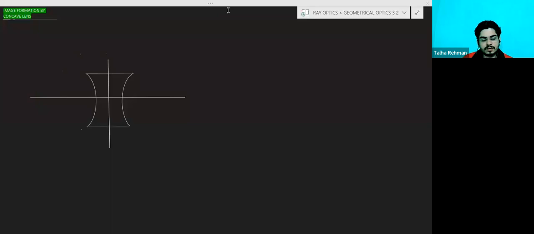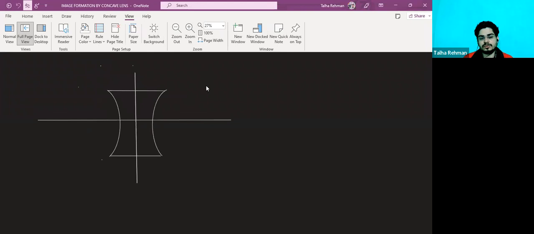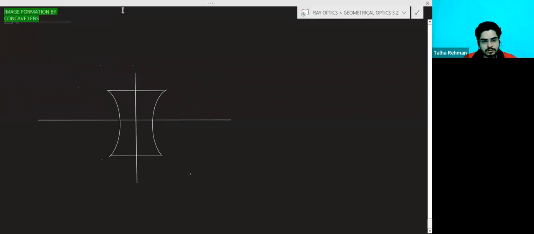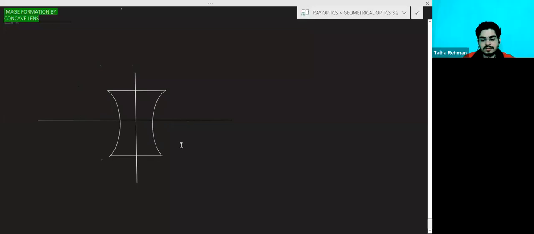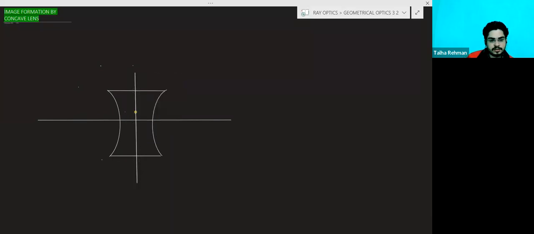So, image formation by the concave lens. This is the concave lens. This is the principal axis, just a line I have drawn. Here is the optical center.